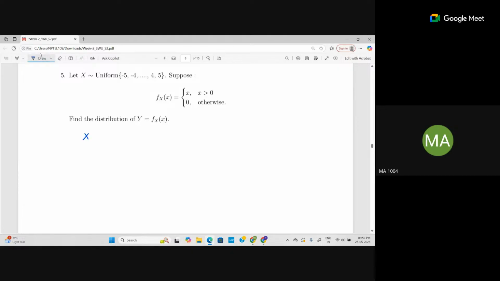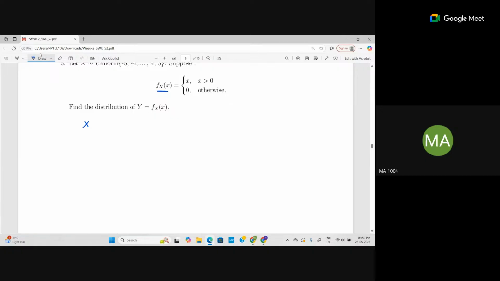So here x is following uniform -5, -4, up to 4, 5, and this is the function we have defined here. So first of all, we will write all the values taken by x. So it is -5, -4, -3, -2, -1, 0, 1, 2, 3, 4, and 5.